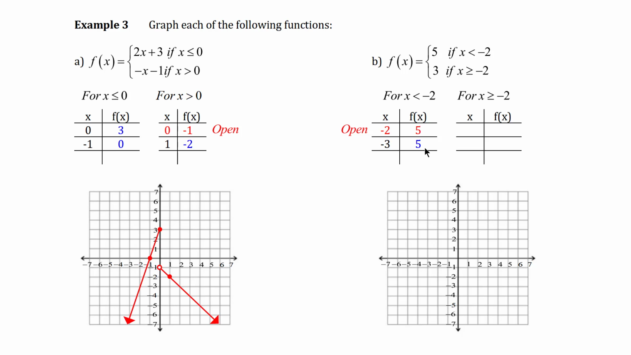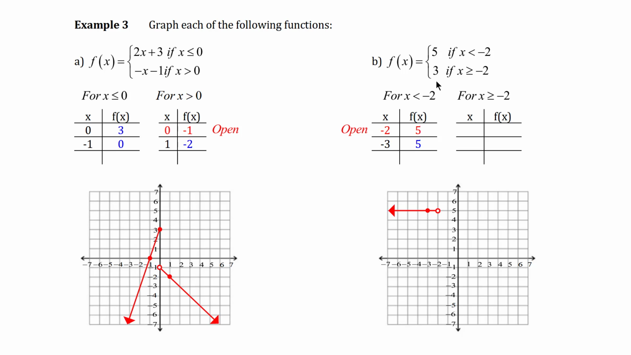Now that we have our 2 points, we could go ahead and plot them. So we have our first point at (-2, 5), and remember this is going to be an open circle. And then we have our second point at (-3, 5). Next, we draw a horizontal line going to the left because this part of the graph only uses the x values less than -2. Next, we're going to graph the bottom equation.